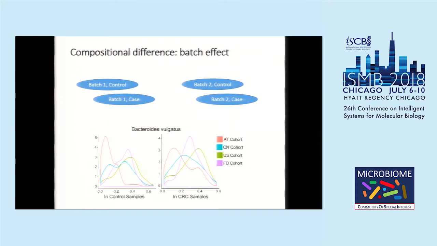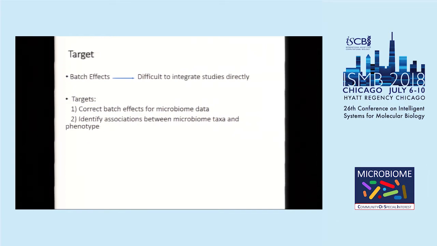Here is an example of Bacteroides vulgatus. It's one of the most abundant bacteria in our gut. Here we first compare the 2 red curves. The difference between them represents the difference between controls and cases in the Australian cohort. And then, on the other hand, we compare the difference between the red curve and the green curve in the left panel. We can see the difference between them represents the difference between 2 different cohorts, the Australian cohort and the US cohort. We can see the difference between 2 cohorts is even larger than the difference between cases and controls. Therefore, batch effect is severe, and it can even distort the association between microbiome taxon and phenotype, and thus making it difficult to integrate studies directly.